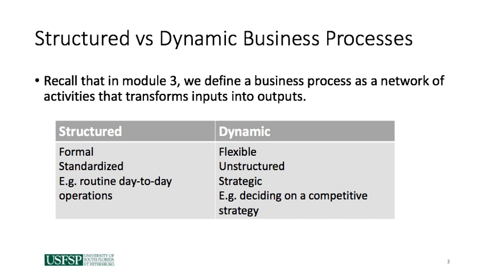Dynamic processes, on the other hand, are flexible and unstructured. They are usually strategic in nature and cannot be standardized. For example, deciding on a competitive strategy would be an unstructured process because there isn't a predefined set of tasks that can be performed.